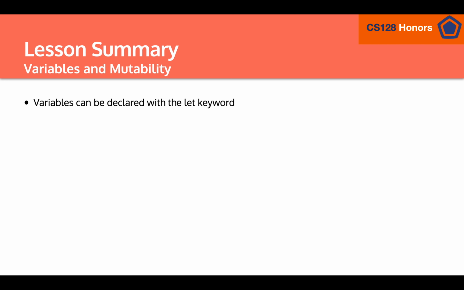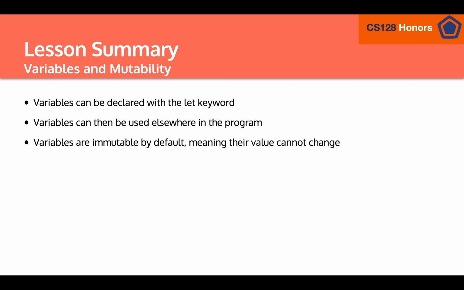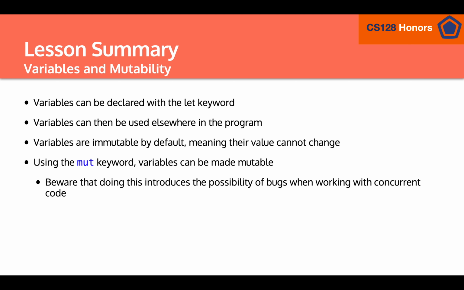So in summary, variables can be declared with the let keyword. This is very nice because it allows us to not focus on the types and let Rust infer what type we're looking for. Then variables can be used elsewhere in the program just like any other programming language, and variables are immutable by default, meaning that their value cannot be changed. However, if we need it to be changed, we can use the mut keyword to make them changeable. Beware that doing so introduces the possibility of bugs when working with concurrent code though.